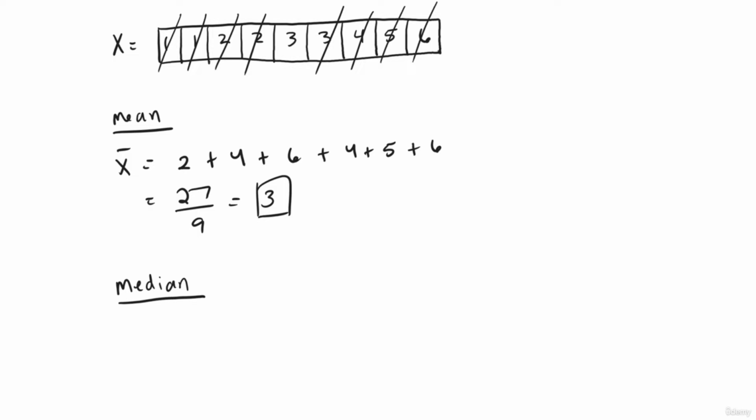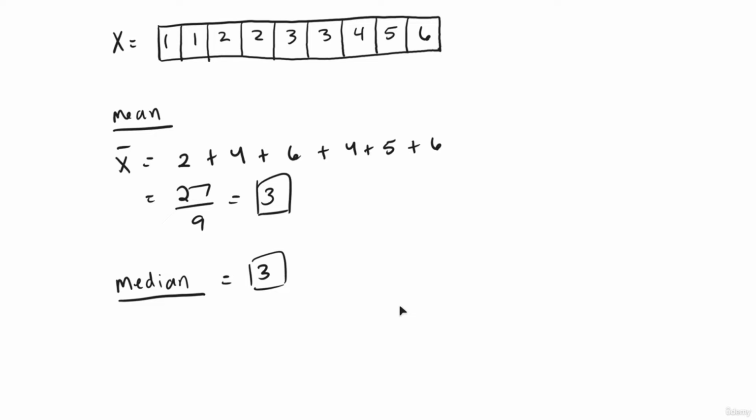And if you get down to 1 item like we have here, you just use that item right there. And so the median here is going to be 3. And luckily enough for us, the median and the mean are exactly the same. And so now let's think about the variance.